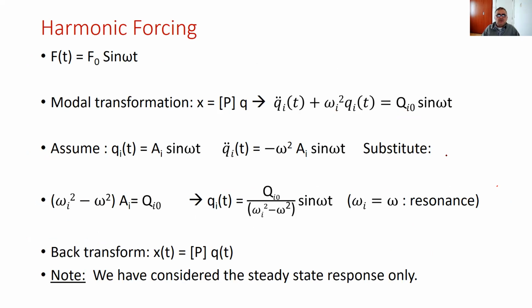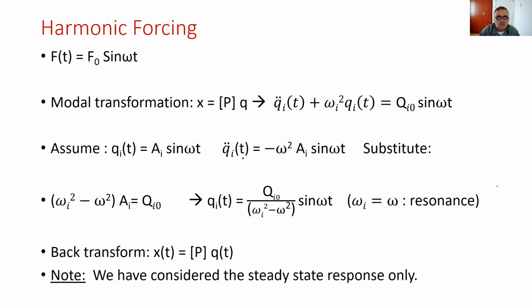Okay, if you have harmonic forcing, let's say that we now consider the forcing term, not the initial conditions. If you use the modal transformation x equals Pq, you will have qi double dot plus omega i squared q equal to something times sine omega t. The amplitude is obtained from the modal transformation: it is P transpose times F0. Okay, it gives you the following.